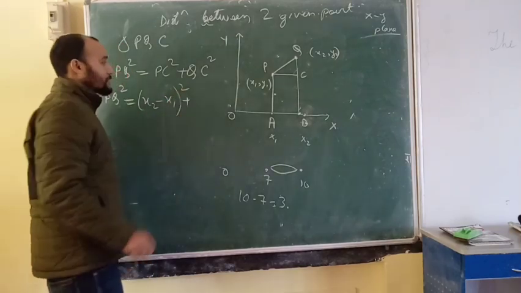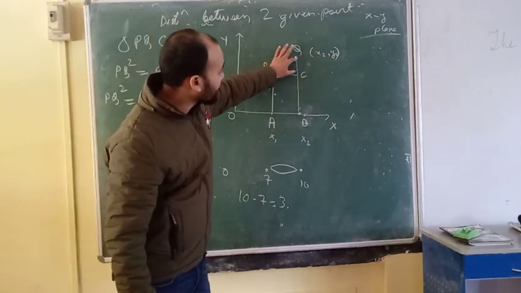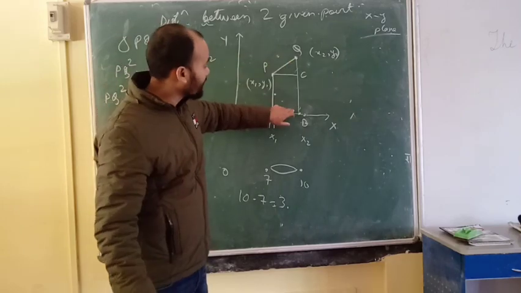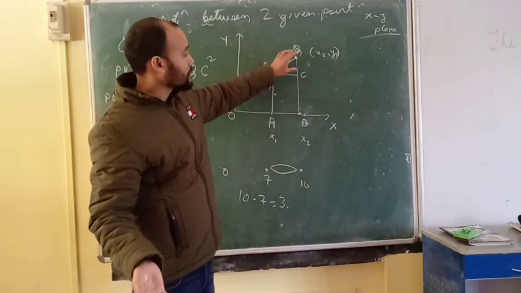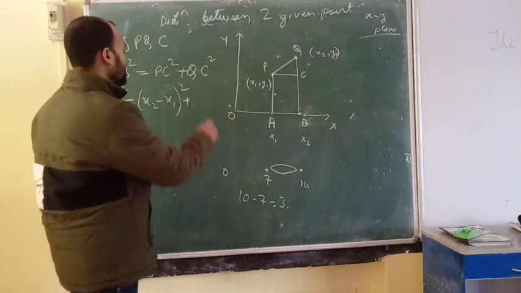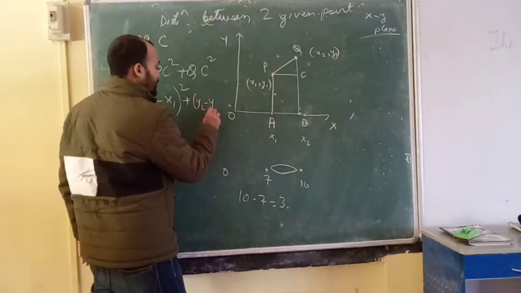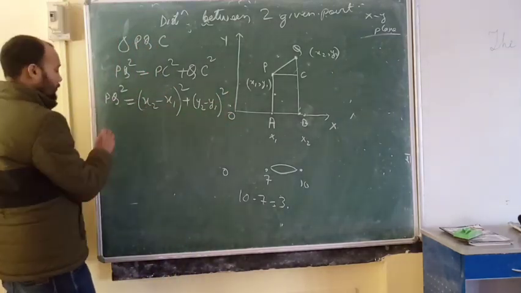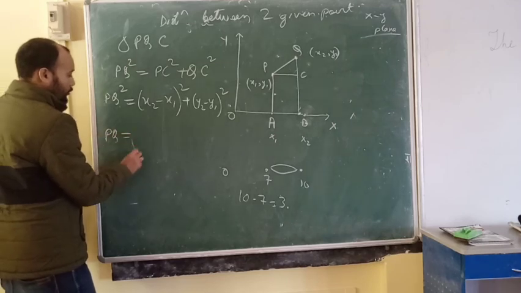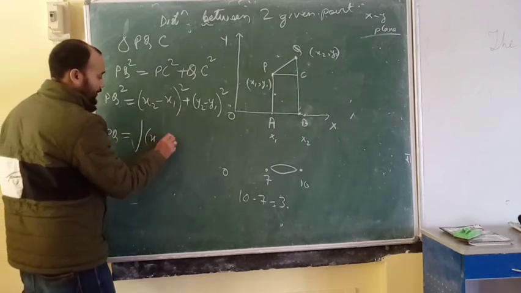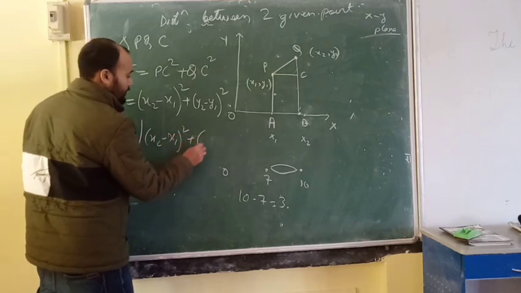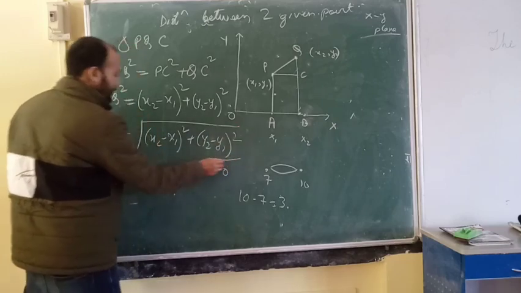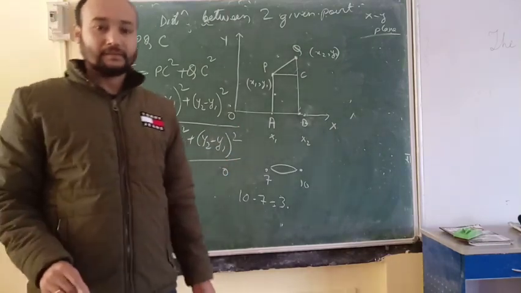Plus QC. QC means what? I need this. Similarly, from here to here you will have y2, and from here to here you will have y1. You subtract y1 from y2 and get the answer. That is y2 minus y1 whole square. It is very simple, I think. Now, what is PQ? PQ is equal to root over x2 minus x1 whole square plus y2 minus y1 whole square. So this is our required answer.